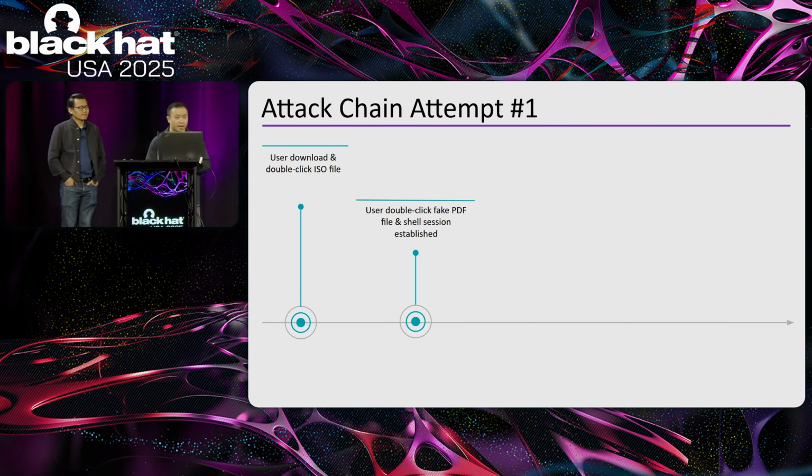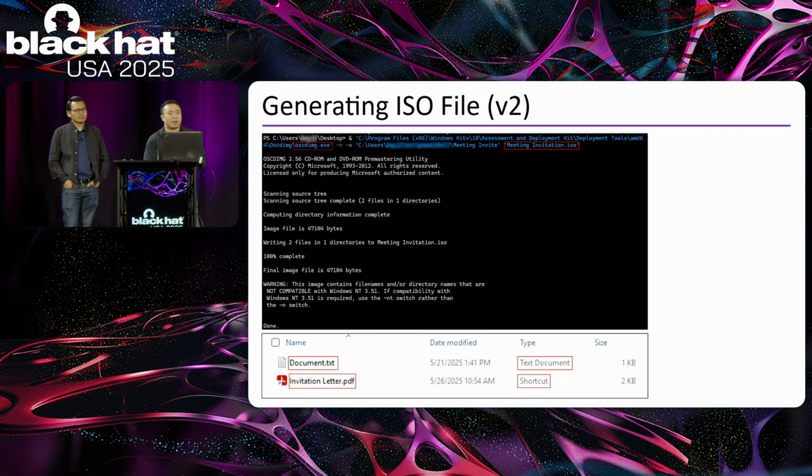With that attack plan, my first few steps will be: the user downloads my ISO file, double clicks on it, and then they will see my fake PDF file, they double click on that, and then I get a shell. Let's talk a little bit about how I generated this initial access chain, right? As you can see in the top screenshot there, I use OSCDIMG to generate the meeting invitation.iso file from the content of the meeting invites folder. In the bottom screenshot, you can see the meeting invite folder, which has two files. One is the invitation letter.pdf file, and the other one is document.txt.